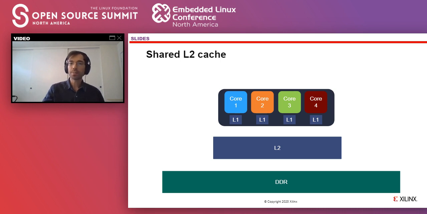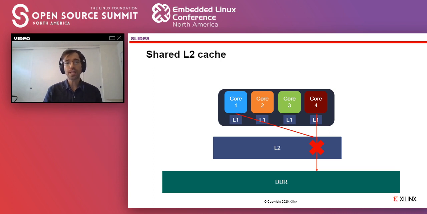So in this picture, for instance, something running on core 4 might do a heavy memory operation like memcopies in a loop, end up causing cache line evictions.